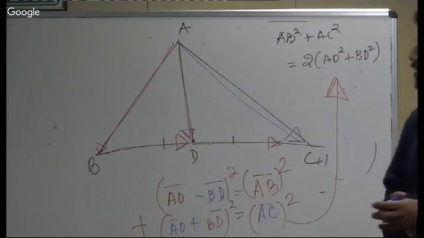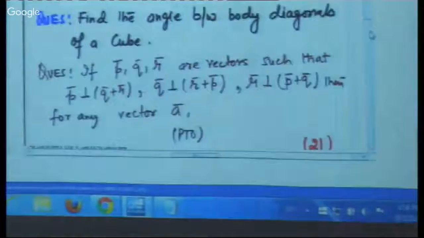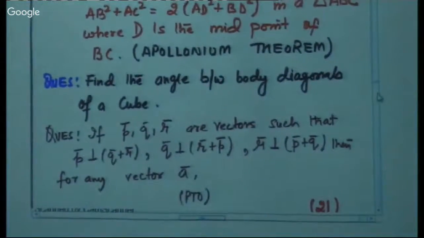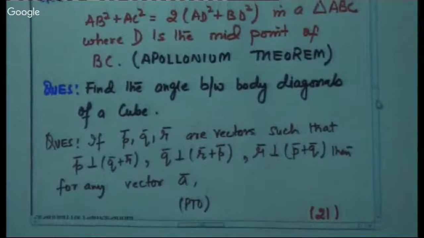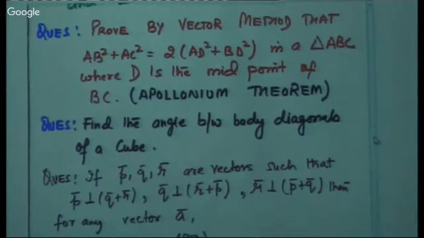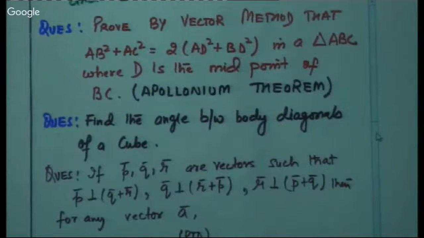Now the next question is: find the angle between the body diagonals of a cube. What is a cube? A cuboid whose all edges are equal, right? And when I say body diagonal, it means the longest diagonal I am talking about. So let's first draw a cube.